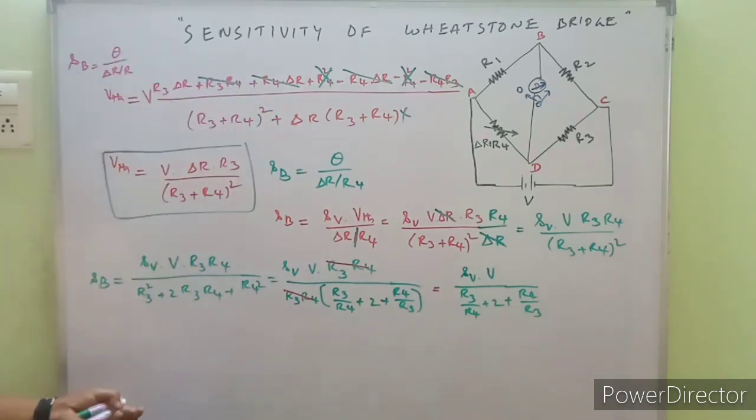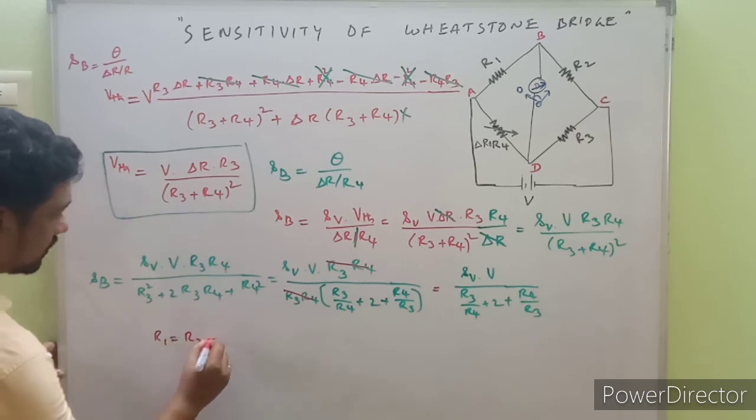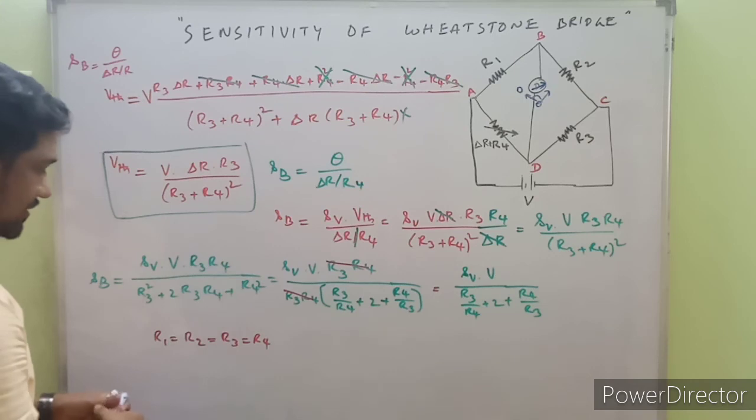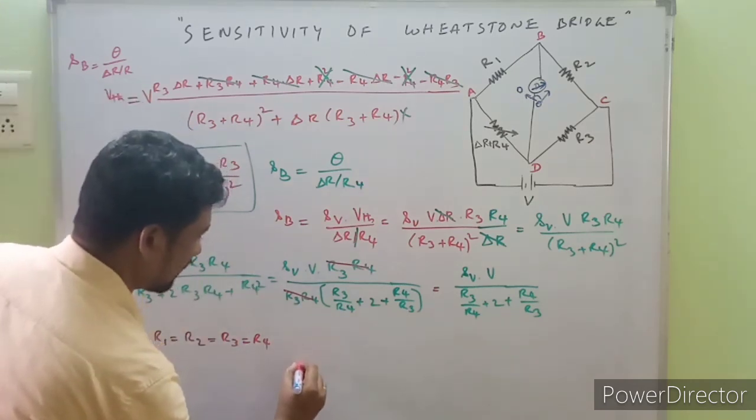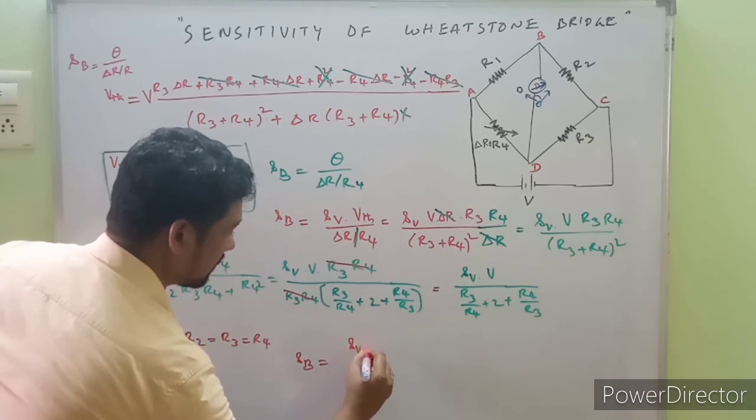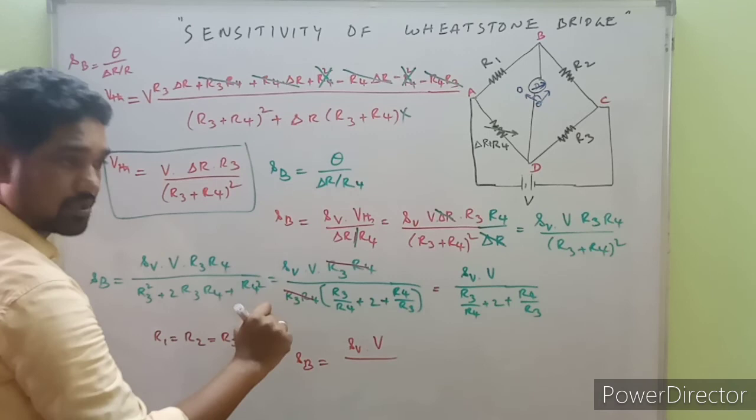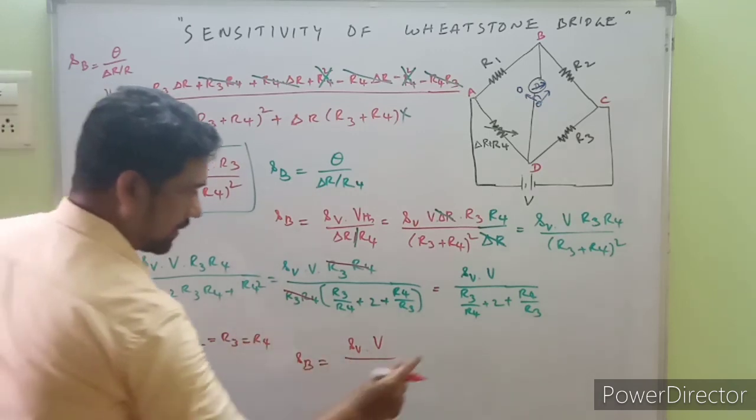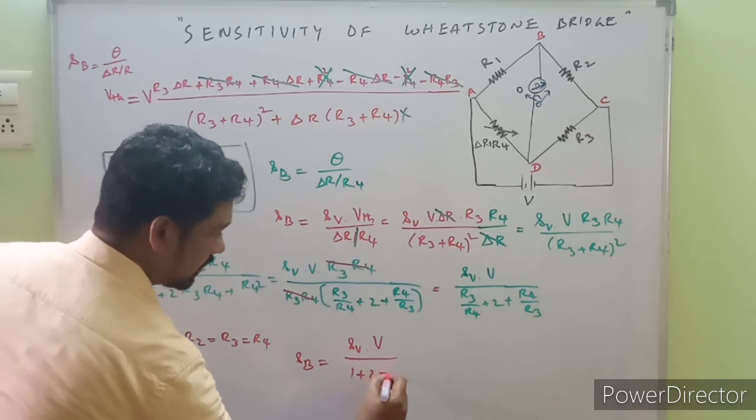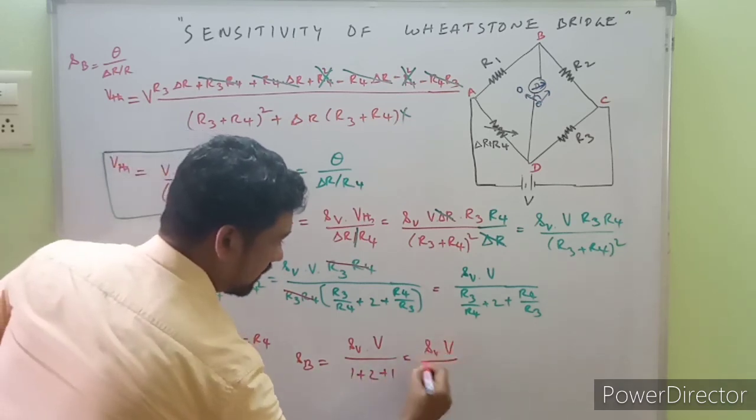So what if we have the condition R1 equal to R2 equal to R3 equal to R4 in this expression? If that is the case, bridge sensitivity SB will be SV into V upon, where SV is the sensitivity of the galvanometer and V is supply voltage, and if these are all equal, that will be 1 plus 2 plus 1, which is equal to SV into V by 4.